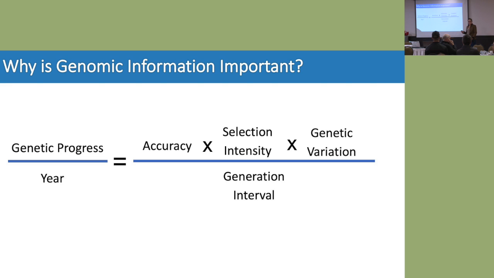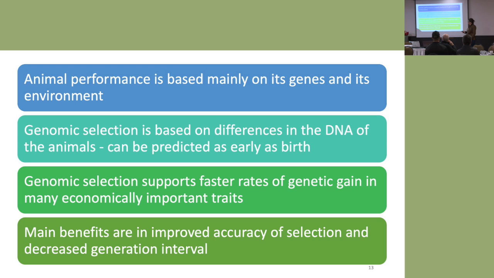Now, in terms of genomics, we've really changed the accuracy of selection and the generation interval. Those are the two main things that we've changed with genomic selection. So, quick sub-summary here. Animal performance is based mainly on genes and environment. Genomic selection is based on the differences in the DNA, and you can predict that really early. Genomic selection supports faster rates of genetic gain in many economically important traits, and the main benefits are an improved accuracy of selection and decreased generation interval. All right, so that's kind of where we're at today.